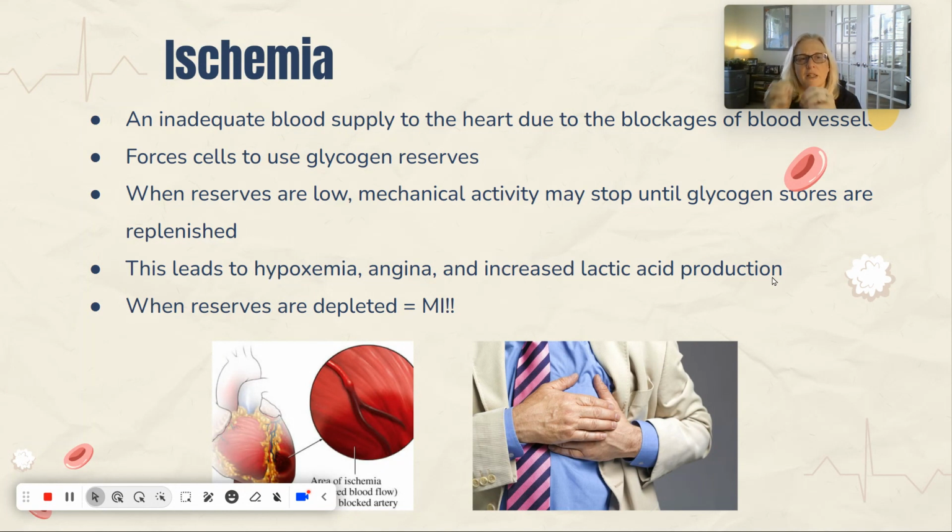It forces the use of glycogen reserves, until glycogen stores are replenished, and then it leads to hypoxemia, angina, and increased lactic acid production, which gives you the pain. You know, the lactic acid gives you pain, right? So something's going on with the heart muscle that all these things happen, and then we end up with the chest pain. That's our outward sign and symptom that something's happening. If all the reserves get depleted, then we have an MI.